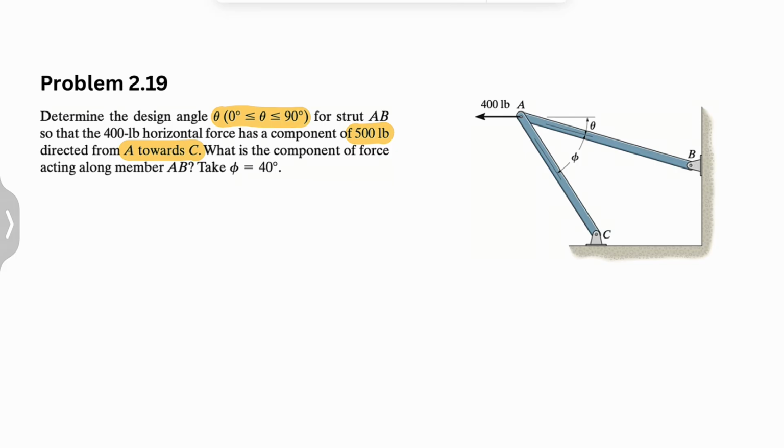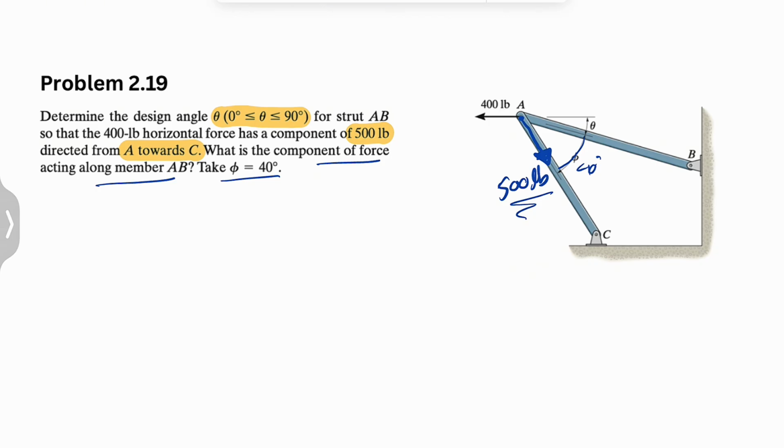So basically, if we resolve this 400 pounds, we're gonna get one force of 500 pounds, which is one of the components of the 400 pounds, and moving from A towards C. So that's the direction for the force. The question is asking us what is the component of force acting along member AB, and we have the angle phi 40 degrees. So we know this angle is 40 degrees, and as I mentioned, the 400 is going to be the resultant of the 500 components and the force that is in AB.